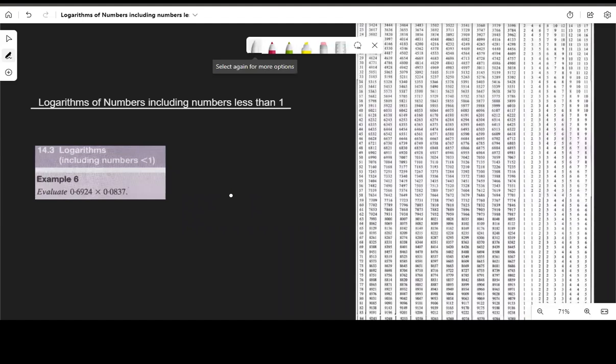The first question here says evaluate 0.6924 multiplied by 0.0837. As usual, I'm going to use a table to solve this question. I have the number on one side, the logarithm on the other side.